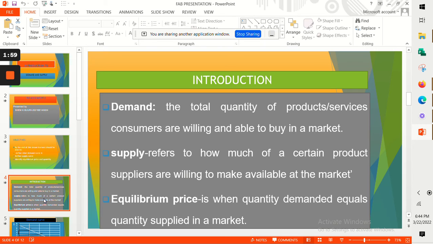And we have seen that supply is the quantity that suppliers are willing to supply in the market at the prevailing price. And now equilibrium price is when the demand is equal to supply. Whatever is demanded in the market is the same quantity that is supplied at the market. That is when we say there is equilibrium in the market. And in that sense we say equilibrium price, when the supply and the demand equal each other.